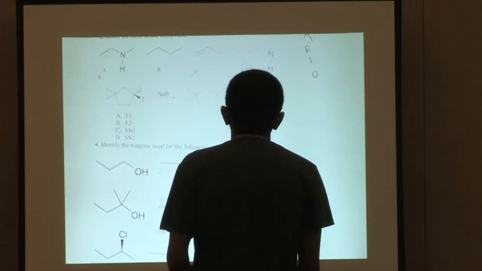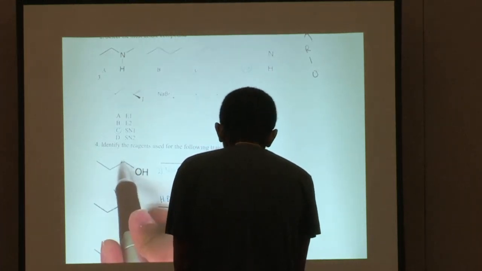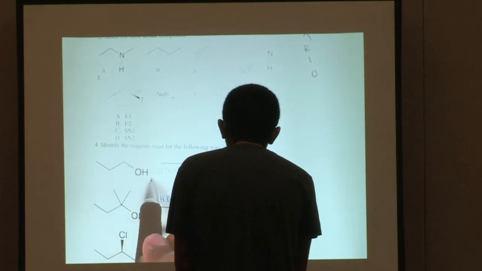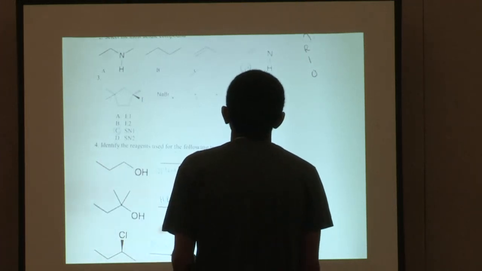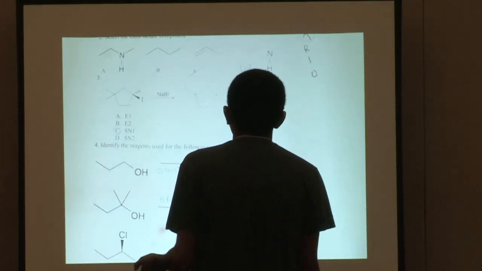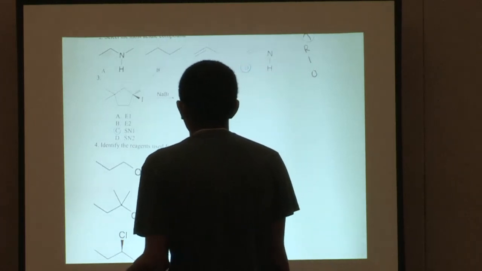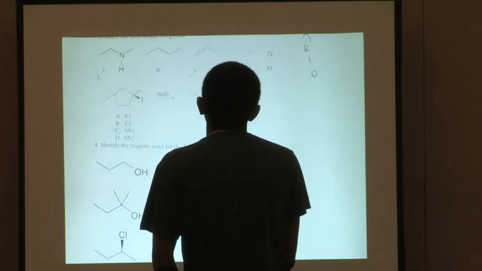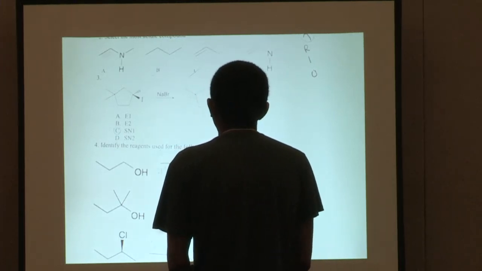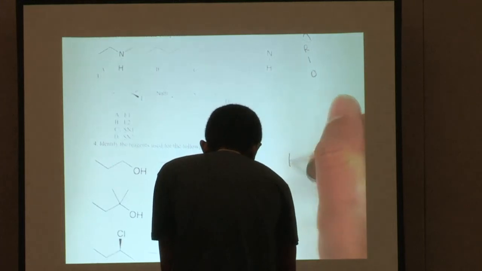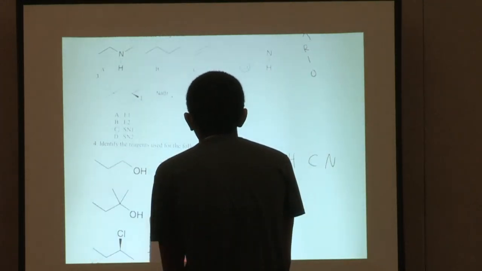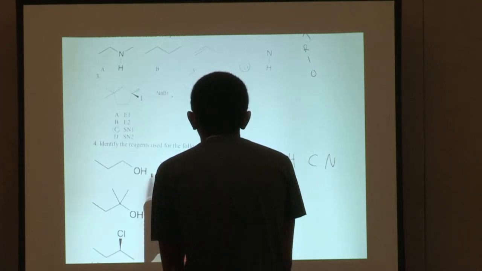All right, so for this one there are many different ways you can do it. OH is a bad leaving group, so you can protonate it, a really easy option. So water, get rid of it. But a really simple, one-step way would be to just use HCN. The H itself would protonate the OH, and then it becomes water.